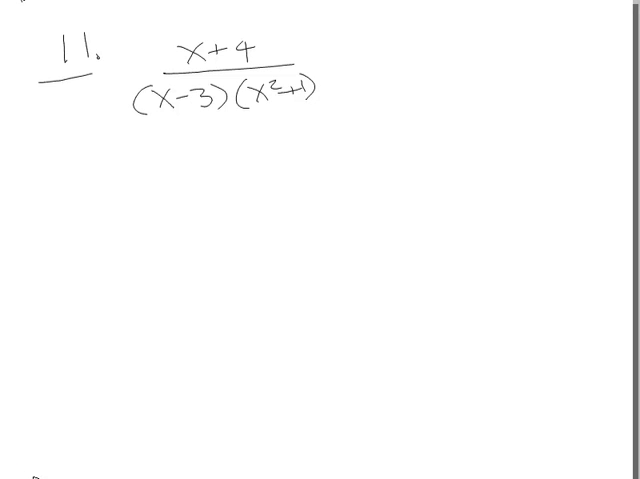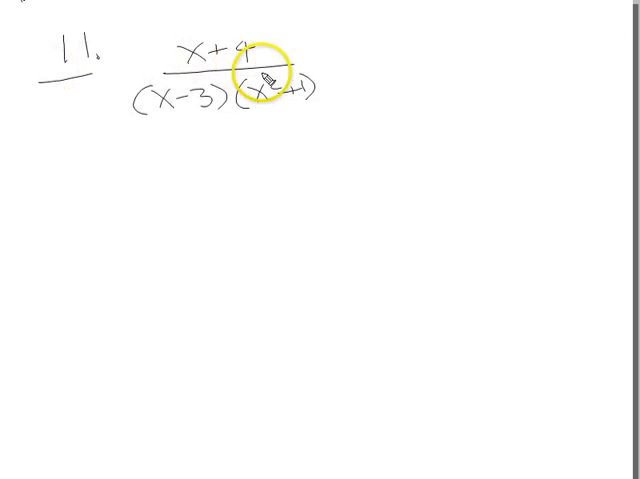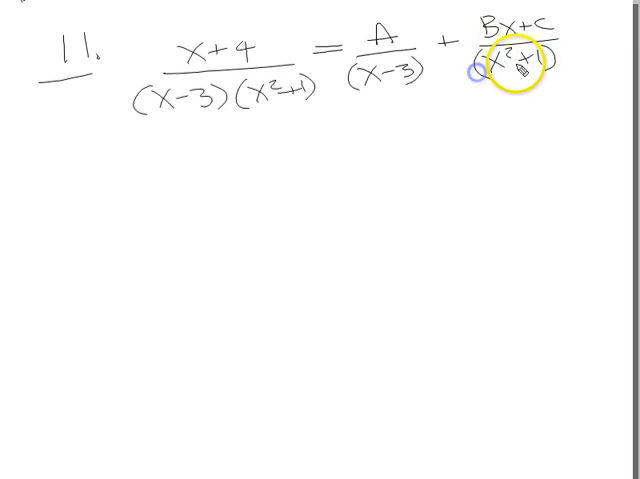Okay guys, let's have a go at number 11 then. We've got x plus 4 on top, we've got a linear factor x minus 3, and then we've got a quadratic factor, haven't we? So let's remind ourselves of the cases. Here's the case where we have a linear factor, we write it in this form. And then a quadratic, here's an example here, we write it in this form, bx plus c. So with that in mind, let's write down the form we want. It will be a over the linear factor, plus bx plus c over the quadratic factor.